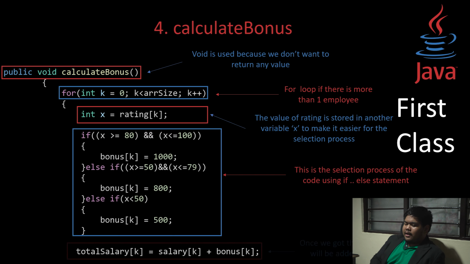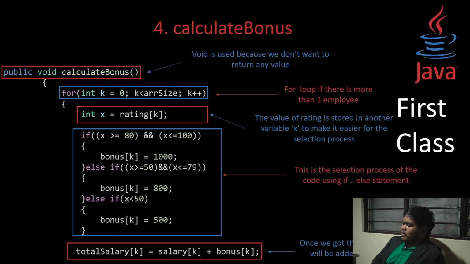Right, moving on. At the last one, once we got the bonus, the salary and bonus will be added and stored in total salary. If you rewind back a few seconds before this, you can see that in the variable declaration, I have declared total salary as an array. So what this does is store this calculation right here, salary plus bonus, in the total salary array that I have made.